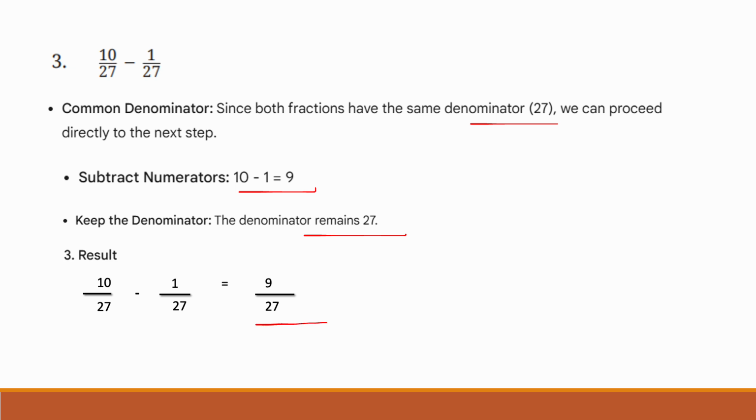We can simplify this further. Simplifying 9 by 27, we will get 1 by 3. You divide both numerator and denominator by 9. 9 divided by 9 is 1. Then 27 divided by 9 is 3. So the simplified fraction is 1 by 3.